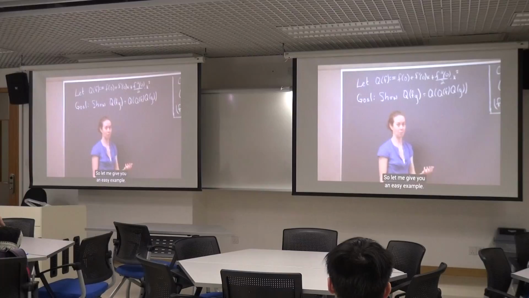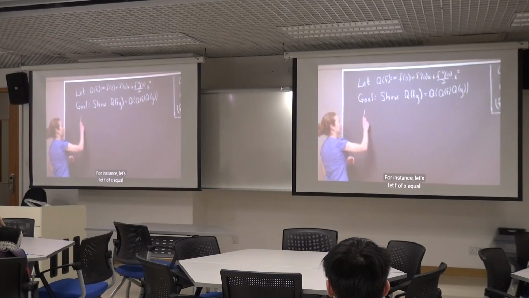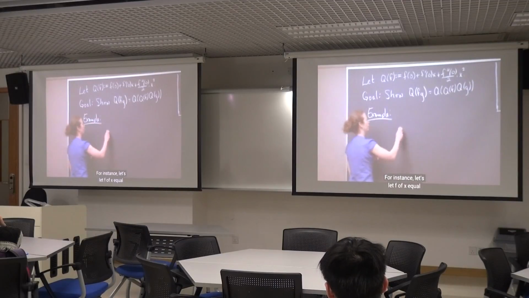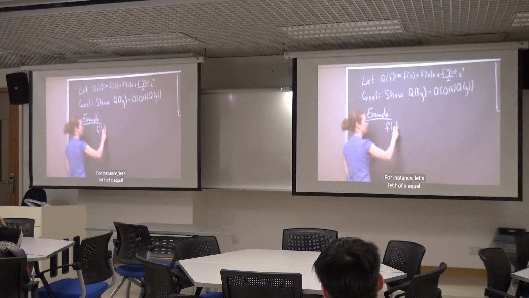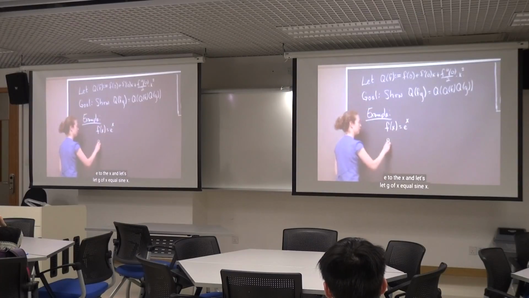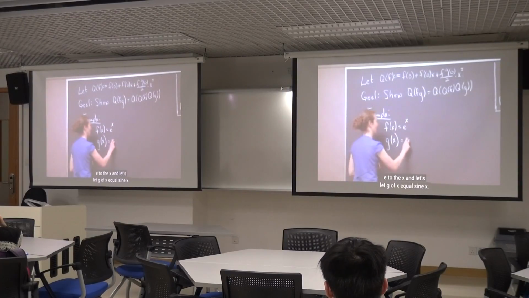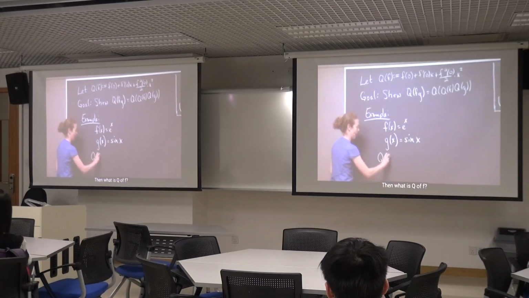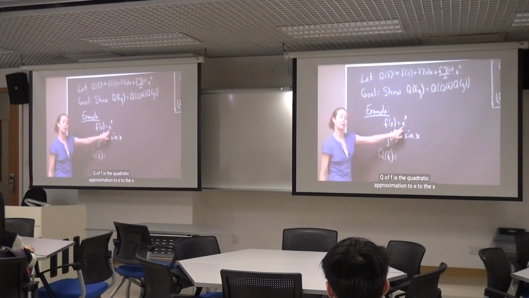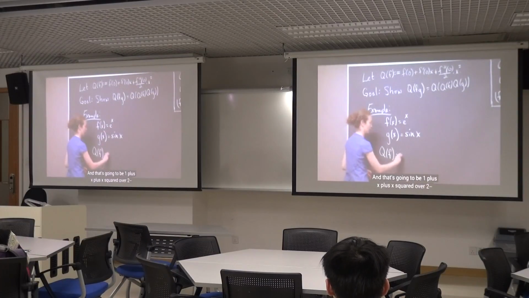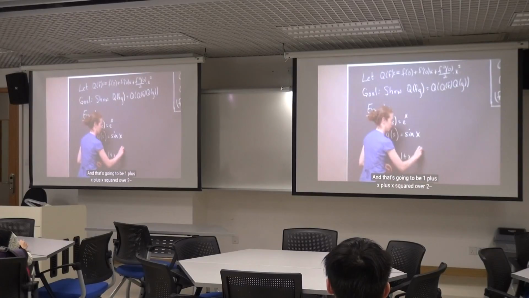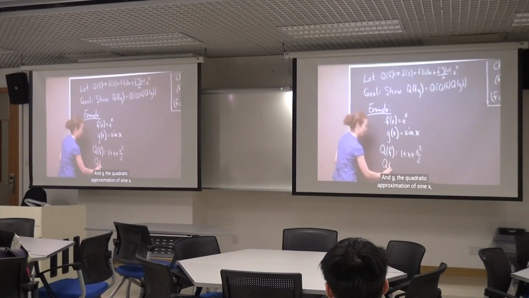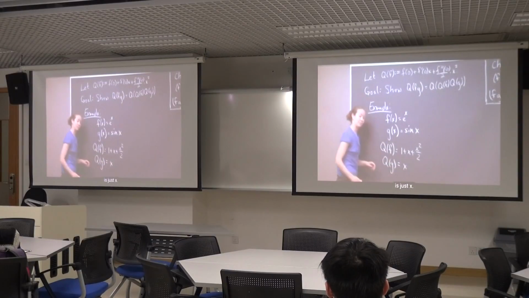So let me give you an easy example. For instance, let f of x equal e to the x, and let g of x equal sine x. Okay? Then what is q of f? Q of f is the quadratic approximation to e to the x at x equals 0, and that's going to be 1 plus x squared over 2. You already knew this. And q of g, the quadratic approximation of sine x, is just x.